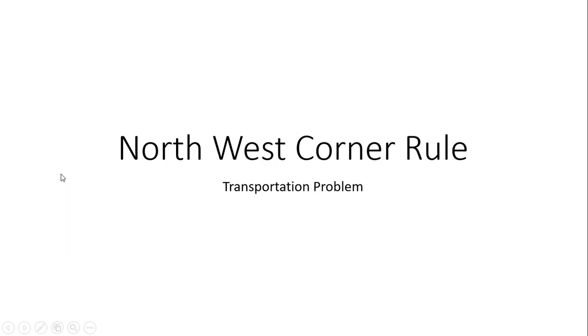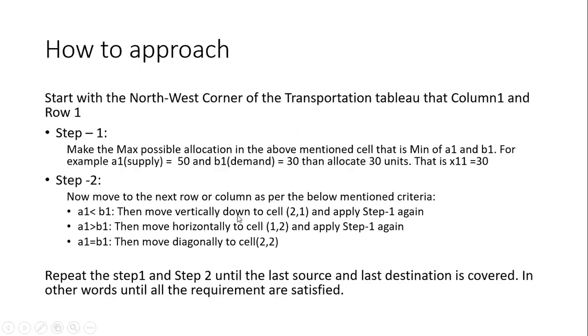Today we will be discussing the northwest corner rule, one of the methods we use to solve the transportation problem. How to approach? First of all, we have to start with the northwest corner of the transportation tableau, that is column 1 and row 1.